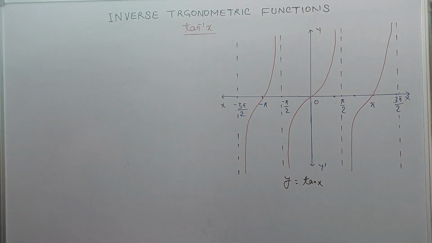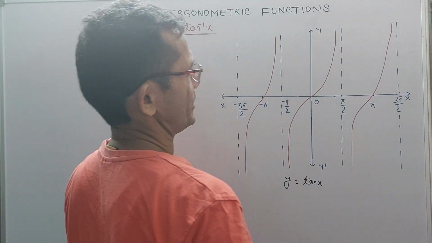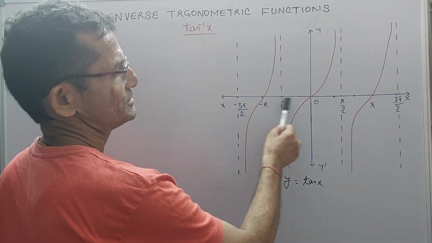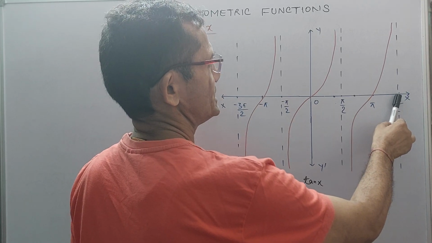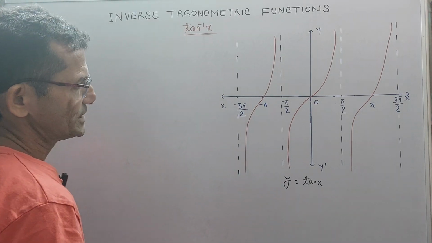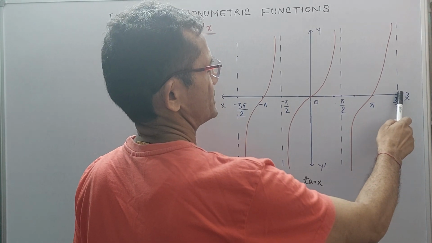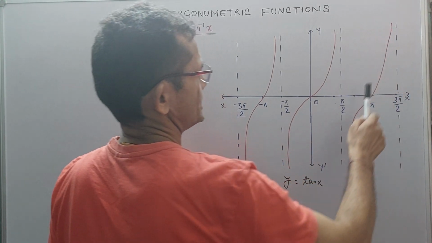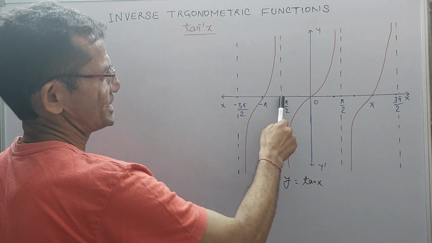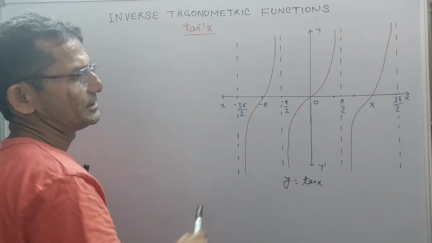So in the graph of the tan x, the tan function is not defined at some particular points. It is not defined at minus 3 pi by 2, minus pi by 2, pi by 2, 3 pi by 2. At these points, its value is somewhere infinite, somewhere minus infinite. So at 3 pi by 2, tan 3 pi by 2 will be plus infinite, tan pi by 2 will be plus infinite, and at tan minus pi by 2 it will be minus infinite, at minus 3 pi by 2 it will be again minus infinite.